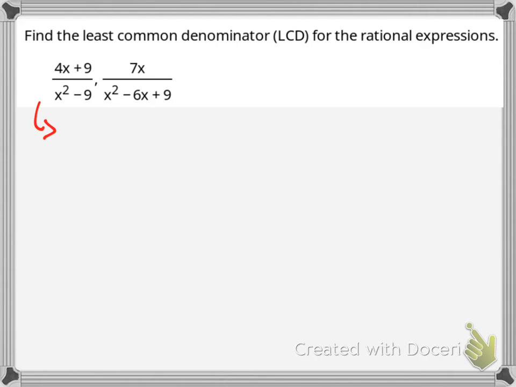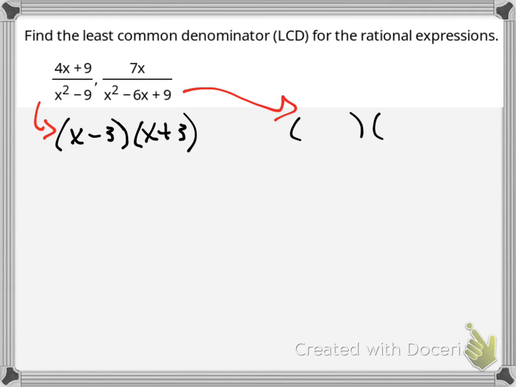So if I factor the first denominator, I'm going to get the difference of squares, x minus 3, x plus 3. If I take that second fraction and factor out the denominator, I'm going to get x minus 3 and x minus 3. It's a perfect square.